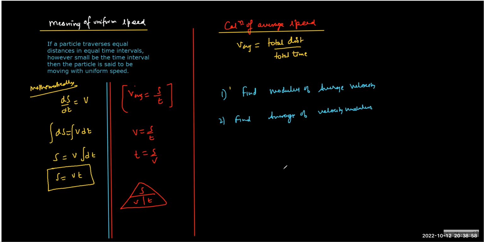Sir, in the first case, we have to find the modulus, the magnitude, of the average velocity. Yeah. So once you find the average velocity, then you take the modulus. In the first case, first you will find the average velocity, and then you will take the modulus. Correct? Yes, sir. So average velocity is delta r by delta t. Then take modulus. That's it.